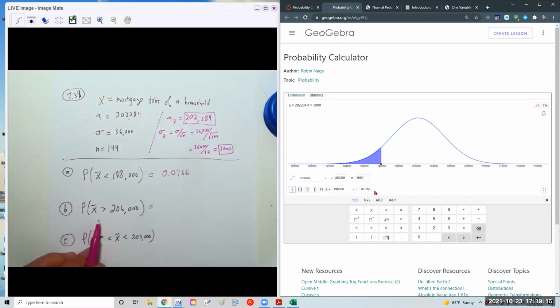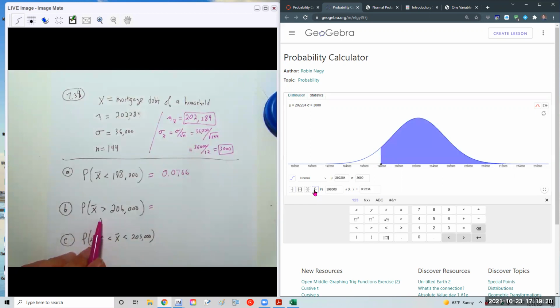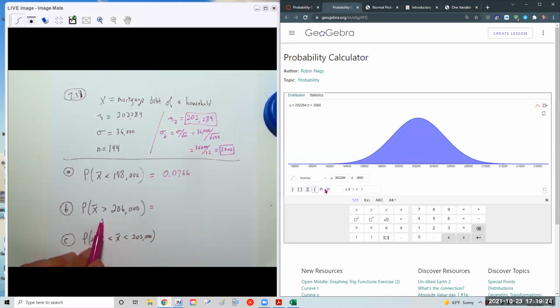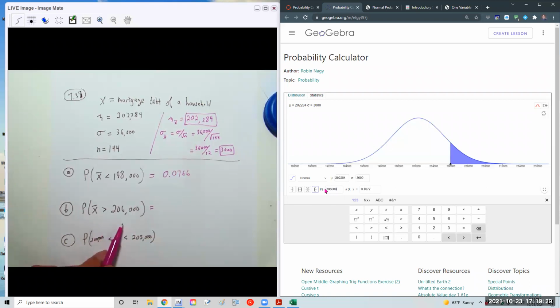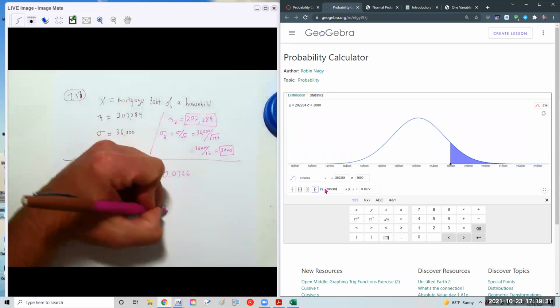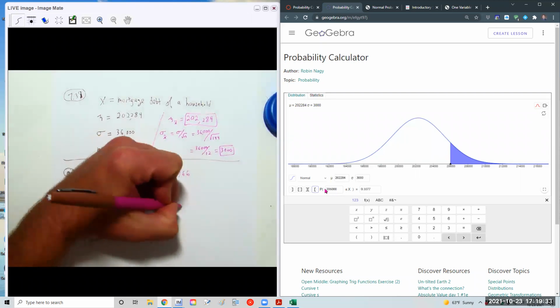If we want a greater than, then we'll switch, click on this where it says right-sided, and then just change this number to 206,000, and then that gives us the right picture and the corresponding area and the probability.